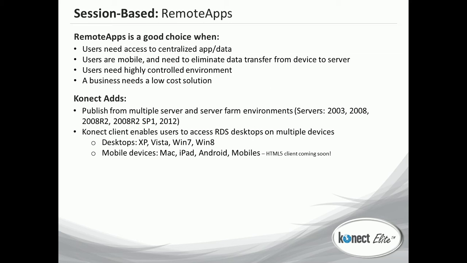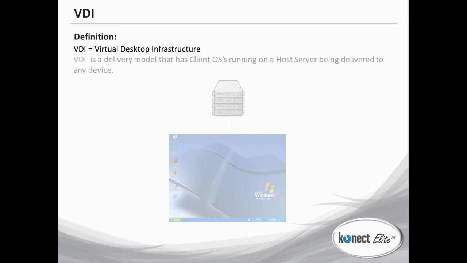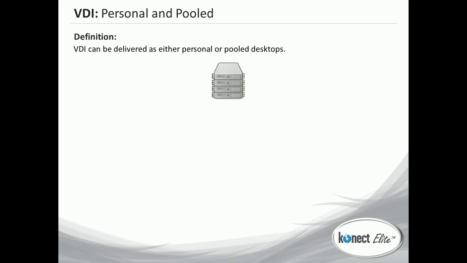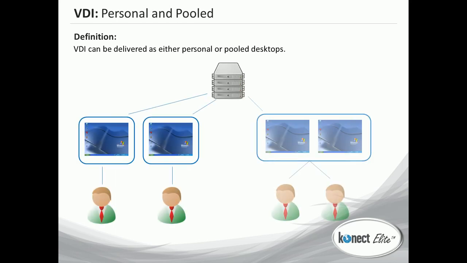Konect allows mixed environments from both server and client perspectives, and it has a single pane manager, or a single dashboard, to manage everything. This simplifies many complex processes and saves huge amounts of time and resources. Now, let's look at VDI. What is VDI? Well, VDI stands for Virtual Desktop Infrastructure, but what it means is a client desktop OS running on a host server OS being delivered to any device. VDI can be delivered as either personal or pooled desktops.